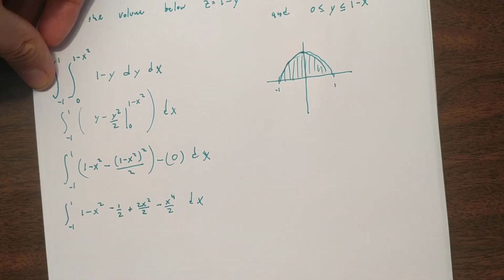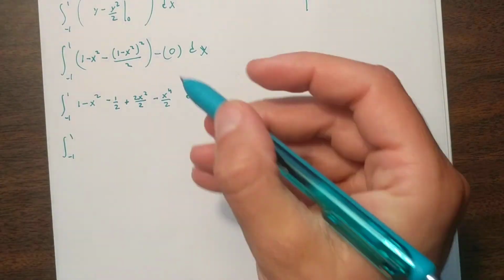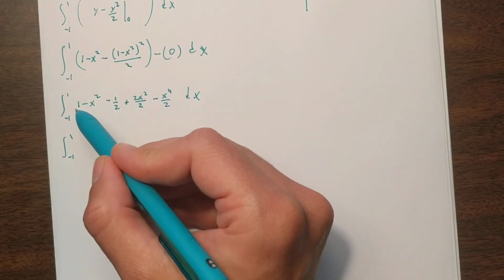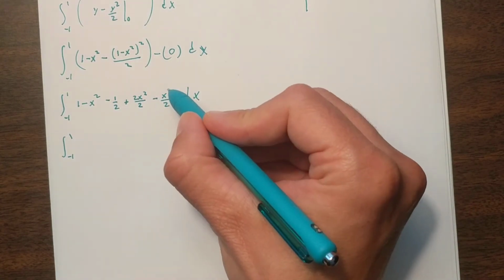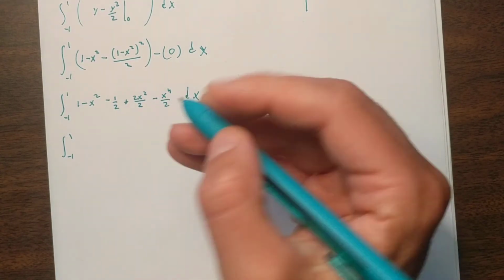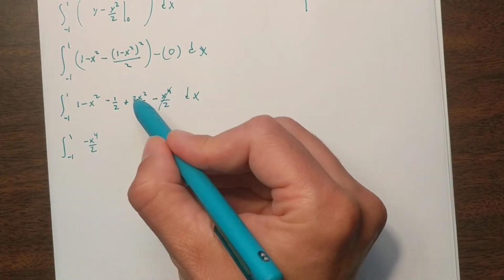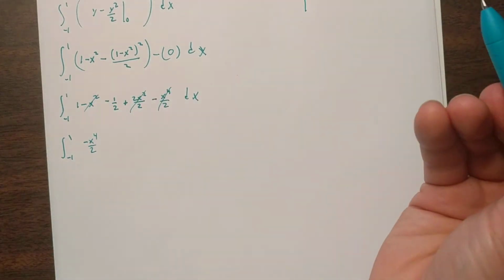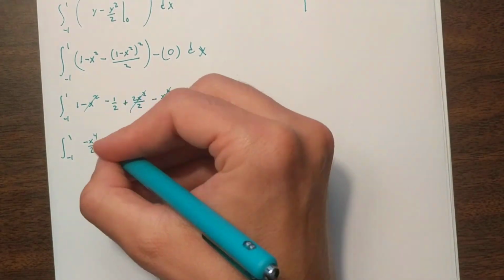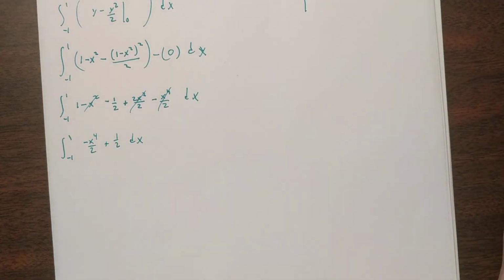So I'm going to simplify this a little bit. Negative 1 to 1. My constants are 1 minus 1/2. Well, let's start at the top. Let's start with the x to the 4th. This is the only x to the 4th, so negative x to the 4th over 2. For x squared, I get 1x squared here, and a negative x squared there. So that actually all goes away. And this becomes just simply a positive 1/2. And now I'm ready to integrate.